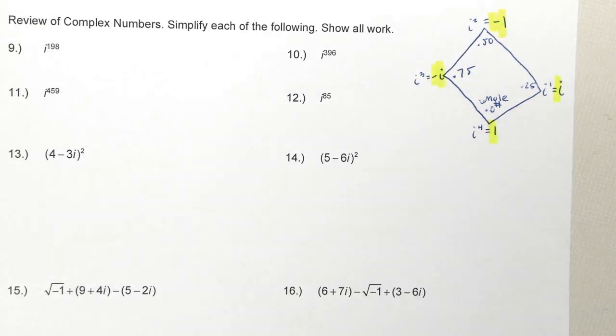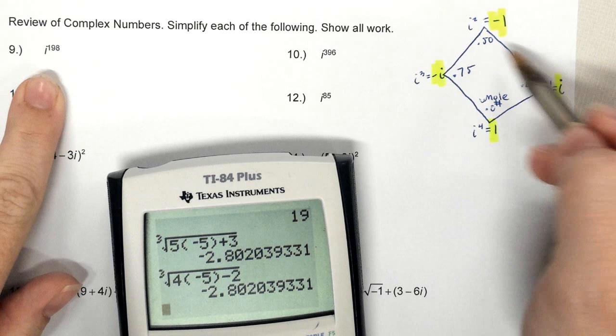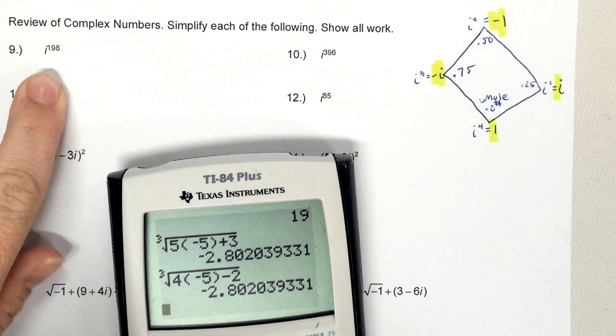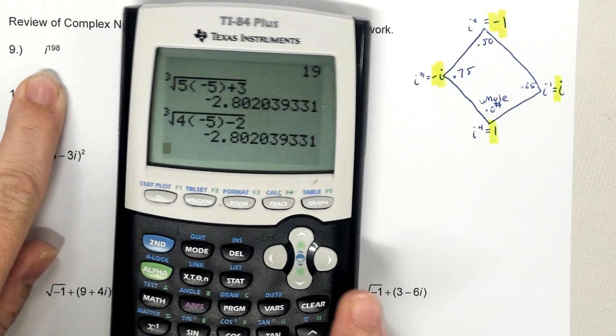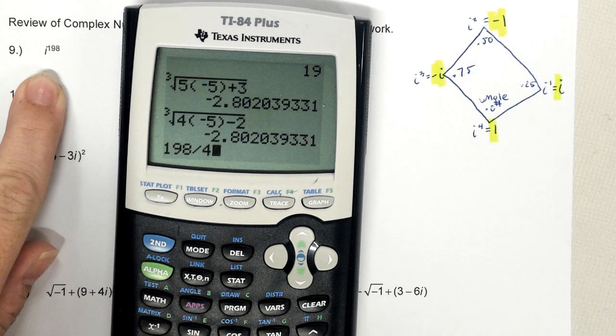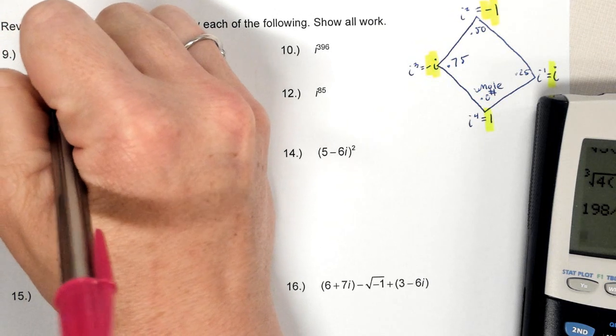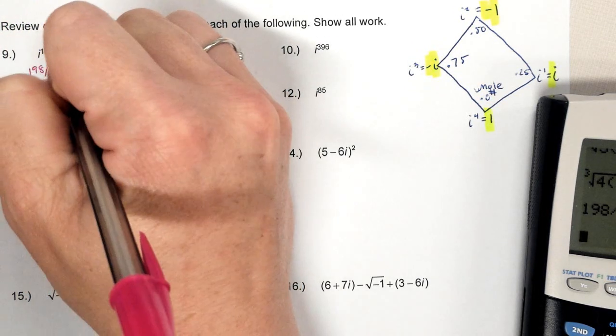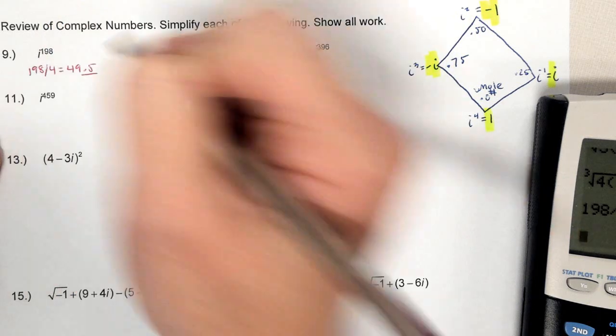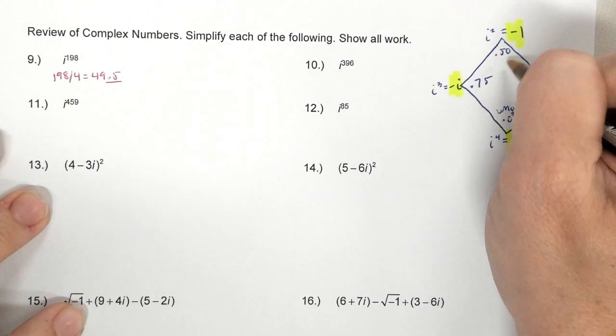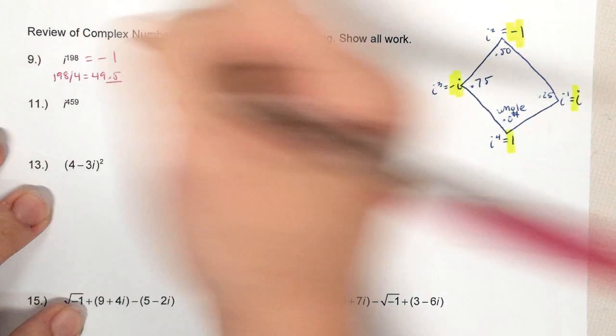Okay, so remember we take our exponent and we divide by 4 because we have 4 options. We really don't want to go around this 198 times. So we do 198 divided by 4, and it gave me 49.5, which is the same as 0.50. So that's here. So my answer is just -1.